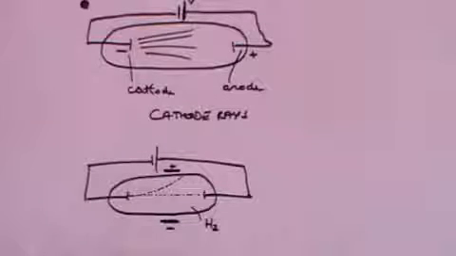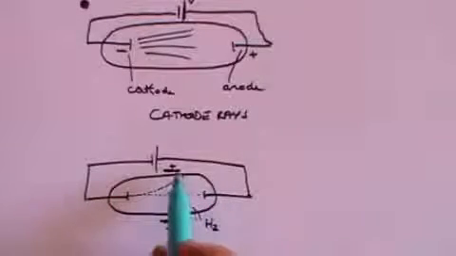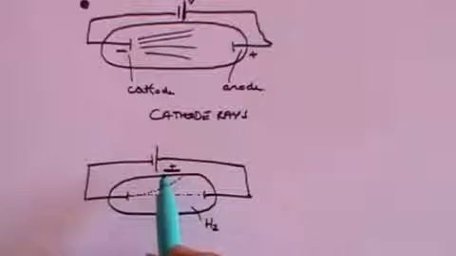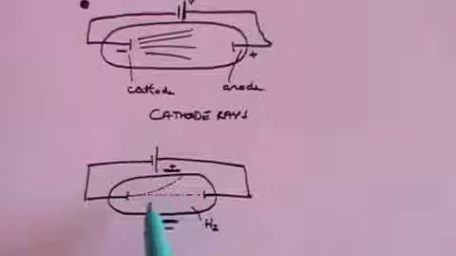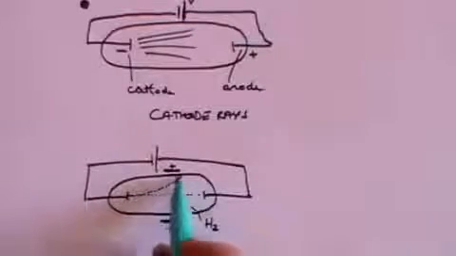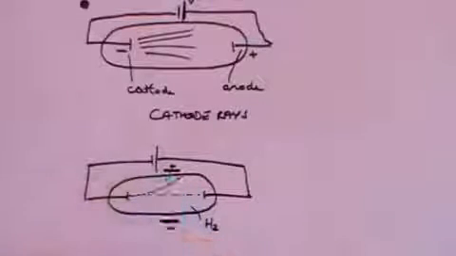And he concluded from that that whatever those rays were, they must be negatively charged. They must be negatively charged because they're being attracted to the positively charged plate. And we know that like charges repel, but unlike charges attract. So if these charges are attracting one another, then the negative charge is being attracted to the positively charged plate.